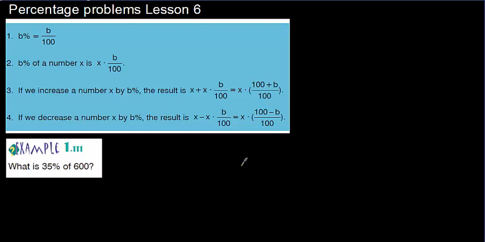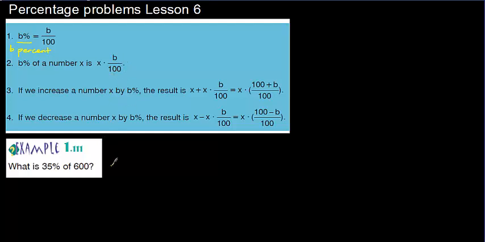In this video, I'm going to explain percentage problems. Here, b%, we read this term as b%. b% means b over 100. So, b% of a number x is x times b over 100.